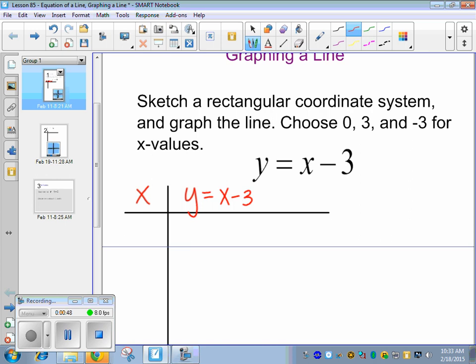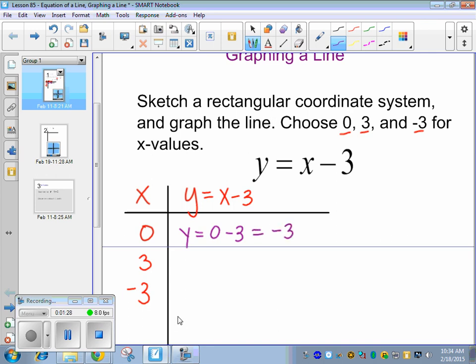You guys remember this worksheet we did last week? Really similar? Okay. So we're going to choose the values 0, 3, and -3 for x. So put that here, 0, 3, and -3. All right, you do have to show your work on this when you plug it in. So I want to see the substitution step. So y is equal to, and we're going to replace the x first with 0. So we get 0 minus 3. What's 0 minus 3?